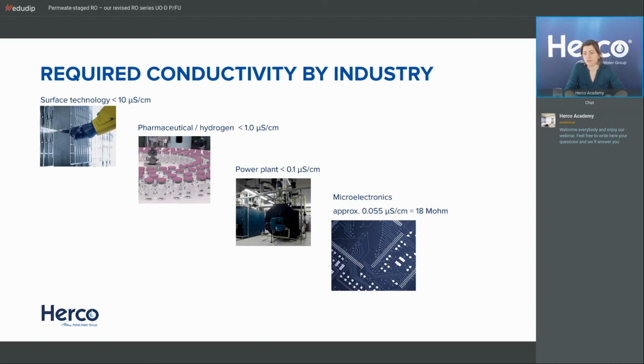If we want a unit for microelectronics, we also have to think about what happens after the RO and EDI. So for example, what happens in the tank? Do we get some solution of CO2, which will drive up the conductivity again? So that it gets a bit more complicated. But now we want to focus more on, let's say, the left-hand side of this slide, surface technology, less than 10, less than 5, maybe 2 microsiemens per centimeter.